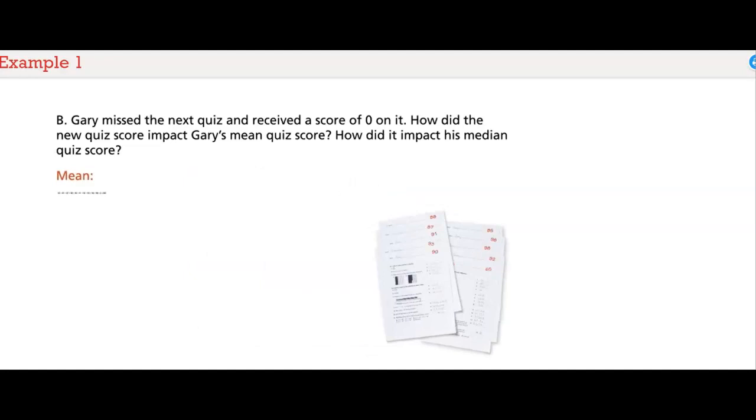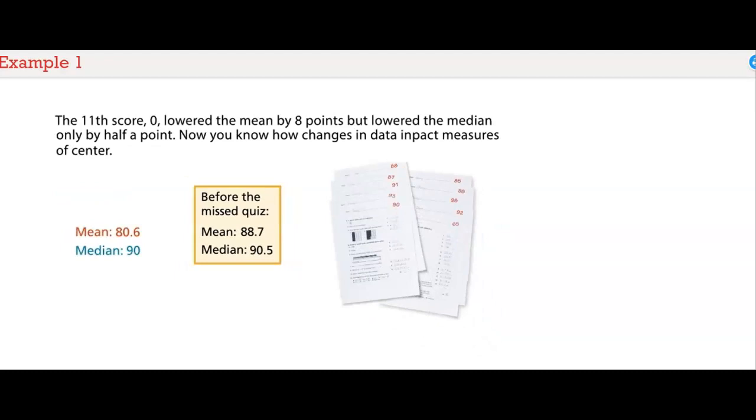To find the mean, calculate the sum of the scores of all 11 quizzes. Then divide the sum by 11. Gary's mean quiz score is now 80 6/10. To find the median, order the values from least to greatest and find the middle value. Gary's median quiz score is now 90. The 11th score, 0, lowered the mean by 8 points, but lowered the median only by half a point. Now you know how changes in data impact measures of center.